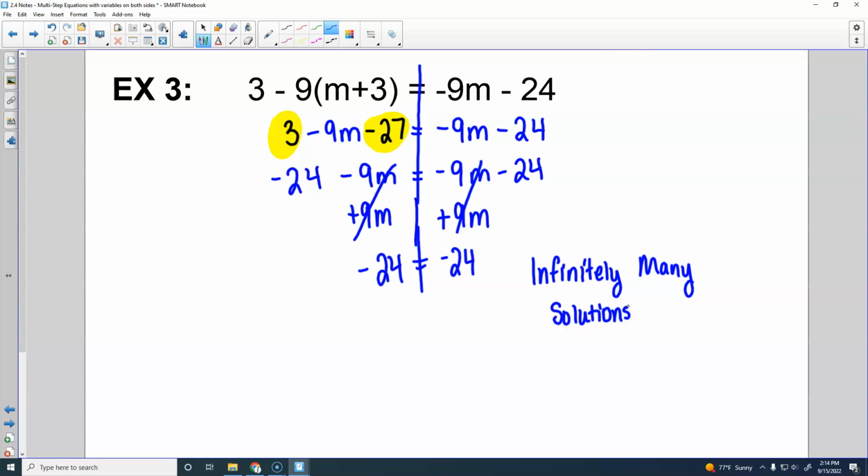Now, I could have actually realized that it was infinitely many solutions right here. As soon as you realize that both sides of the equation are exactly the same, it's going to be infinitely many solutions. So like right here where I had negative 24 minus 9m and negative 9m minus 24, which if I just switch the order there, it's going to be the same. I could have known right there that it was infinitely many solutions. So as soon as you recognize that both sides are the same, you can write that. Okay? Questions?